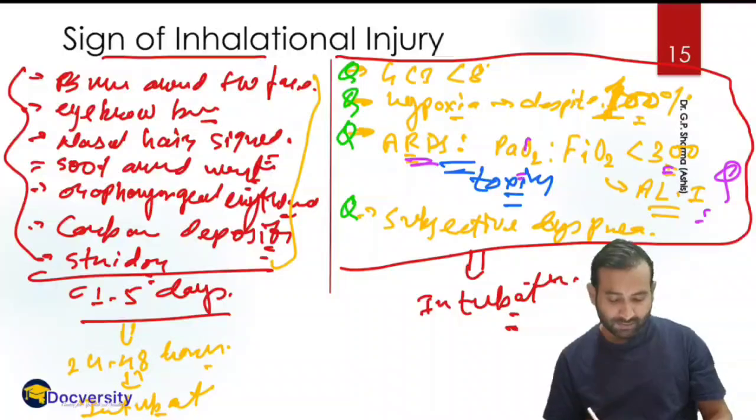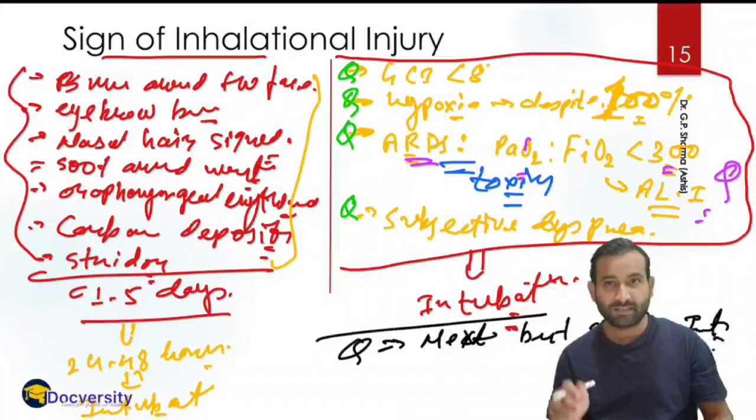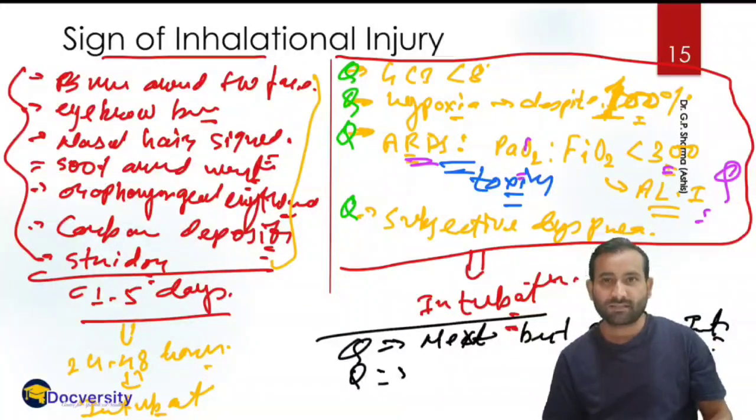Another point they can ask you in the exam over here: what is the next best step in case of inhalational burn? The answer should be what? Intubation. The next best initial step, that is what? Intubation. The next question they can ask you: what is the best investigation of choice in the case of a patient with burn? Then we should go for what?